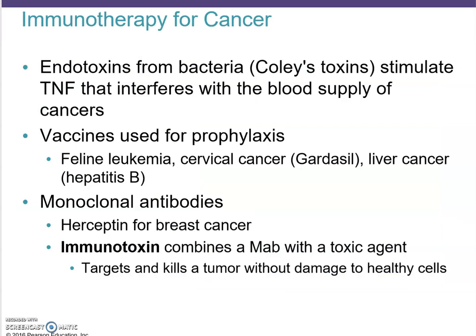So the first bullet here is endotoxins from bacteria, and there are these Coley's toxins. They can stimulate tumor necrosis factor, the TNF, that interferes with the blood supply of cancer. So basically you're choking the blood supply for the cancer and starving the cancer, and then that limits the growth, of course. Then there are some vaccines that are available.